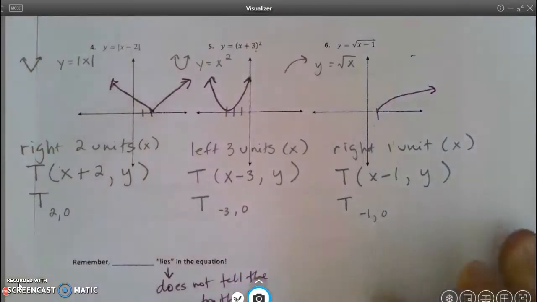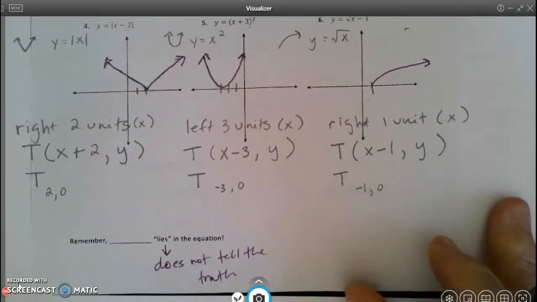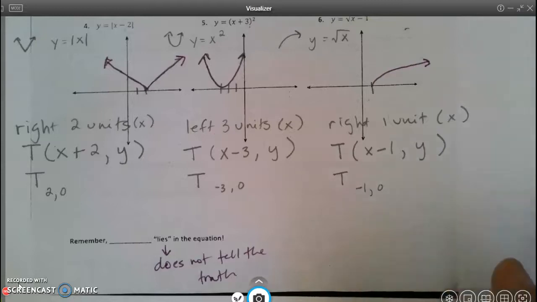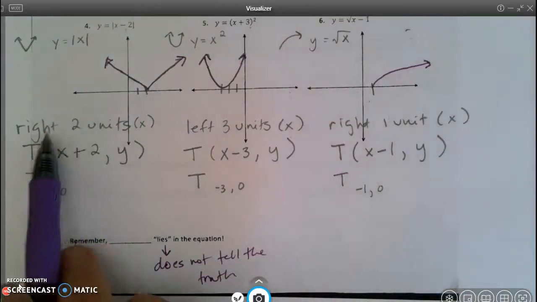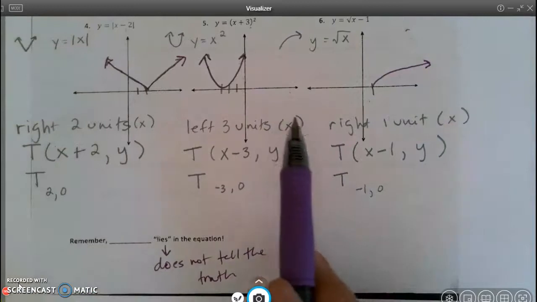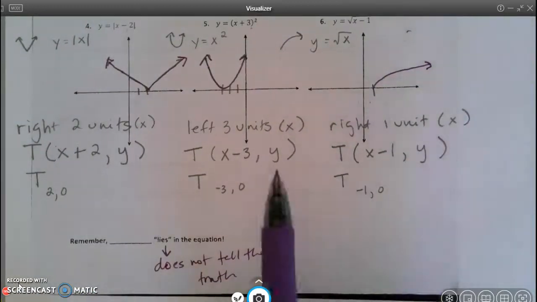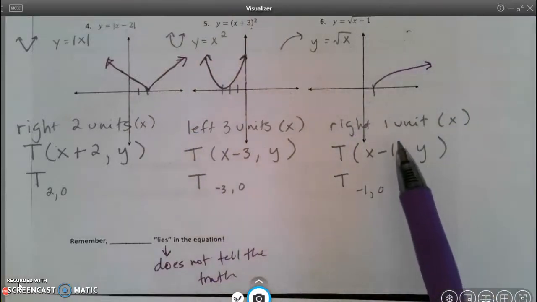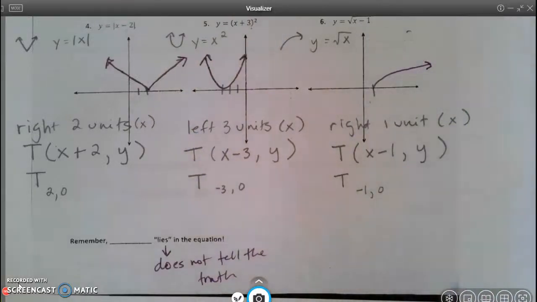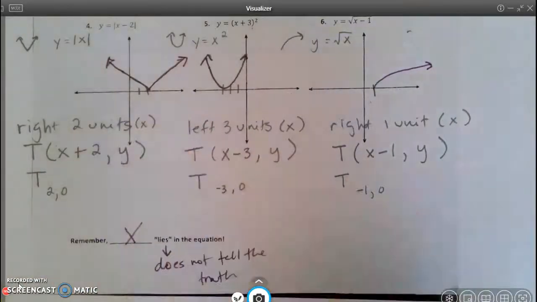Okay, so we want to notice that in 4, 5, and 6, when the change was happening to the x-axis, it went the opposite direction that we were expecting. In number 4, it says x minus 2, but it goes 2 to the right. In number 5, it said x plus 3, but it goes 3 to the left. And in number 6, it says x minus 1, but it goes 1 unit to the right. So remember that x lies in the equation.